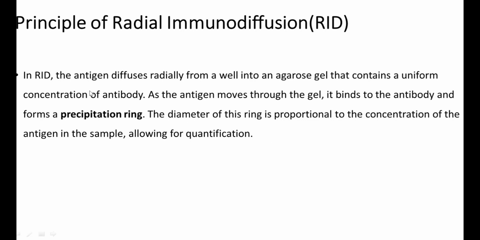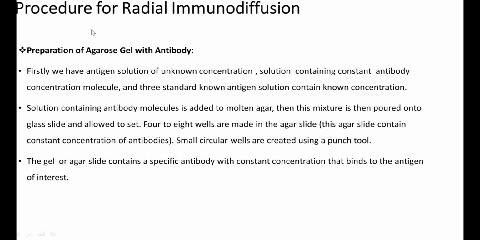Here also it is based on the antigen-antibody interaction, but here one of the antibody or antigen can move in order to interact with the other. Performing radioimmunodiffusion takes different steps, and we are going to discuss them one by one. The first step is the preparation of the agarose gel with the antibody. In order to perform this, we have three kinds of solution.